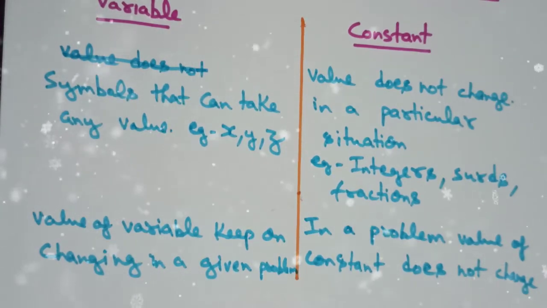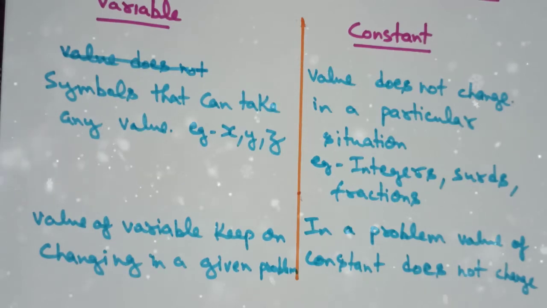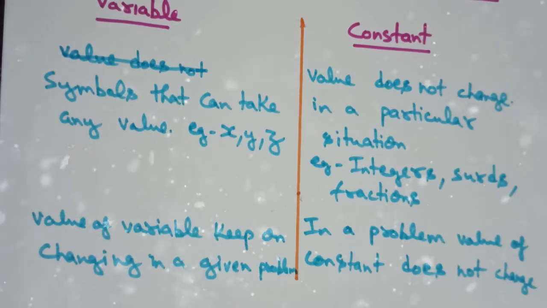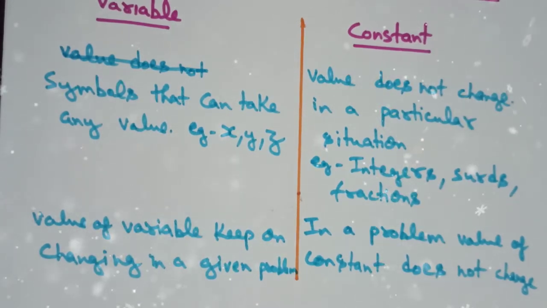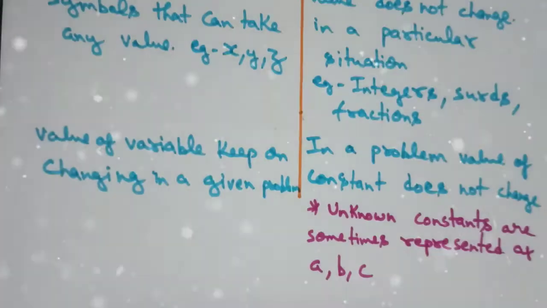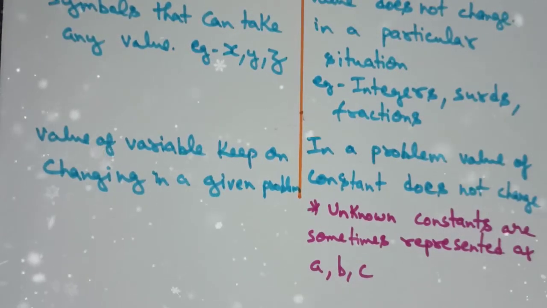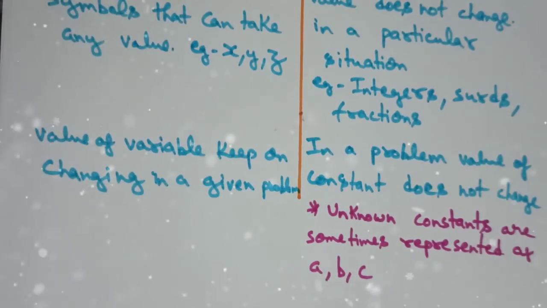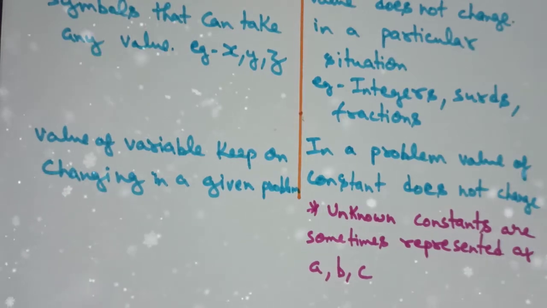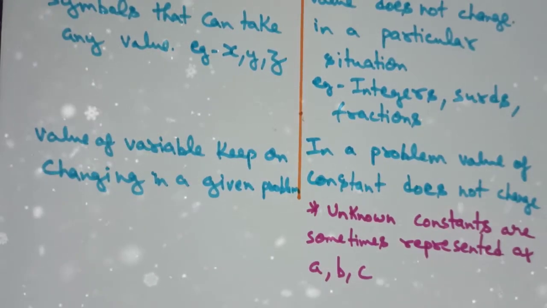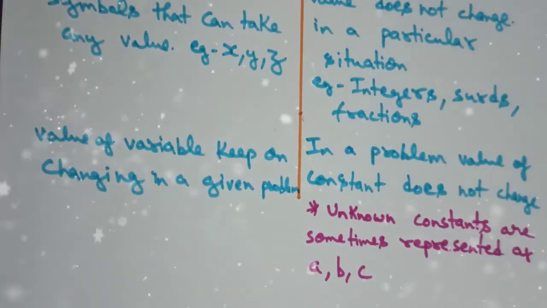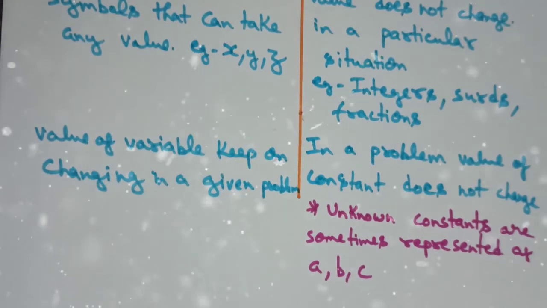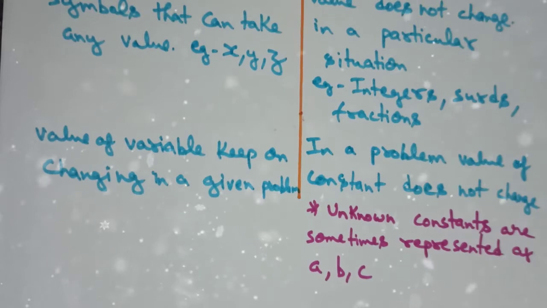Sometimes when the constants are not known in a given problem, the constants are represented as small a, small b, or small c. When we discuss the general form of the polynomial, then we will talk about this, like the general form ax plus b, or ax square plus bx plus c. These are some of the general forms of the linear polynomial and quadratic polynomial.